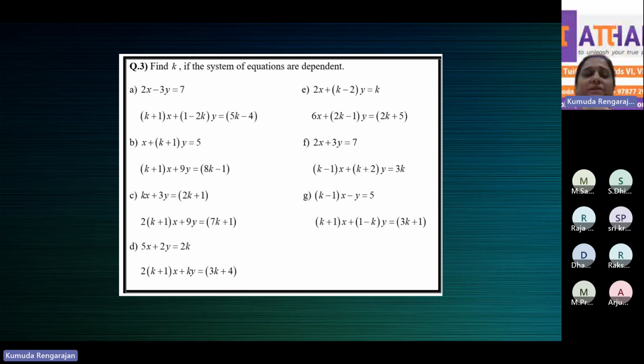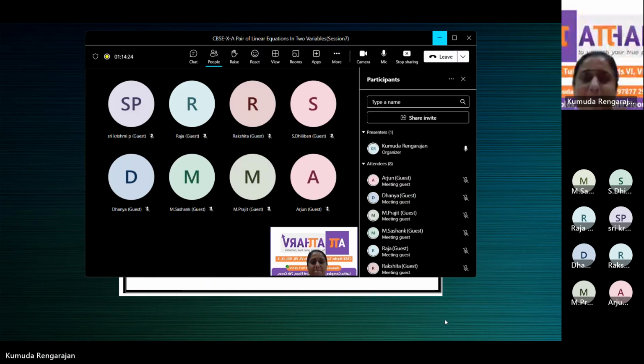What do you mean by dependent equations, children? What do we mean by dependent equations? Class, am I audible or not? Ma'am, you are audible. Yeah, what's the answer, Raja? Dependent equations are?